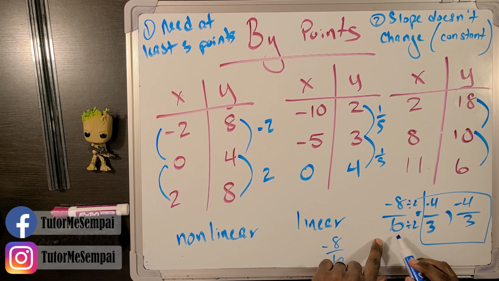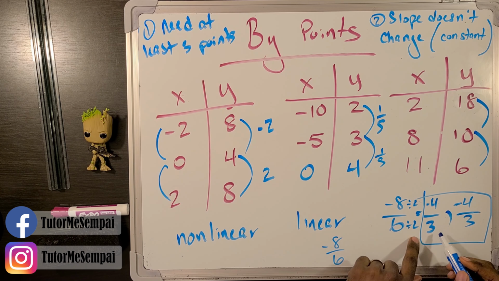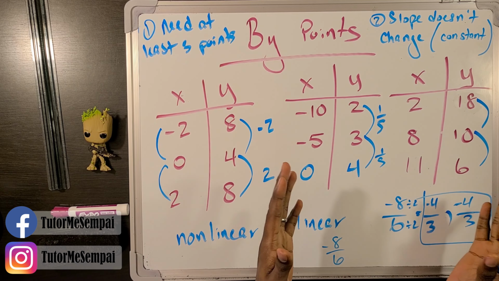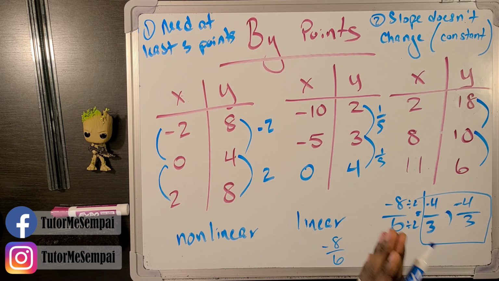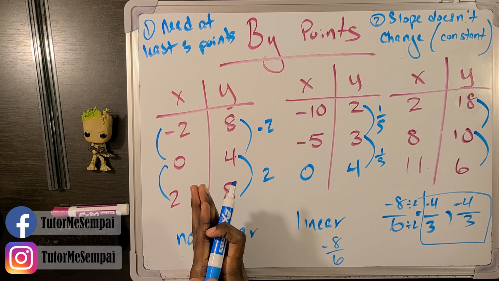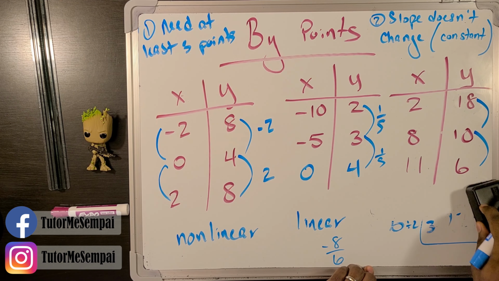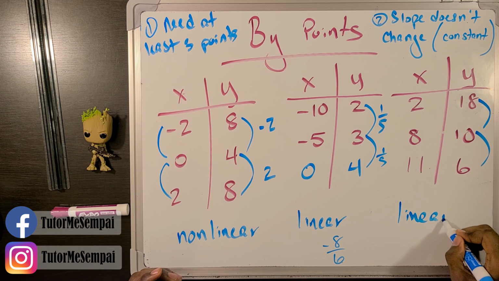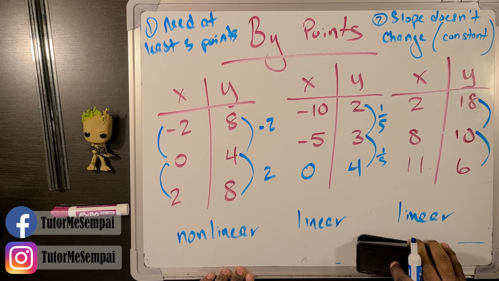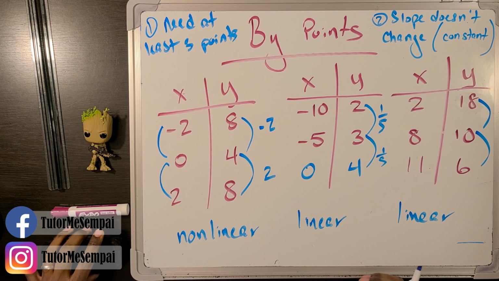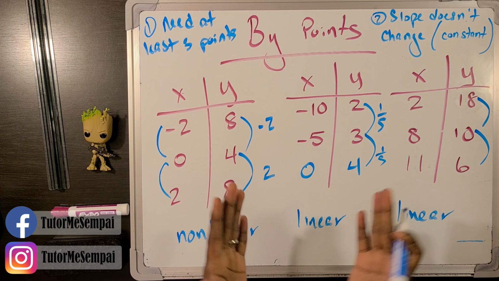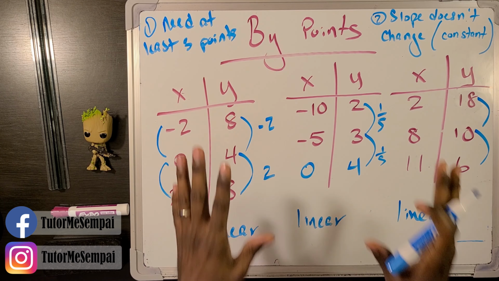-4 over 3, because we reduced this slope here to -4 over 3, lets us know that this is indeed a linear function. Although our numbers are all over the place, it doesn't matter. As long as the slope is constant, we can say that this is safely going to be a linear function. Linear. So, out of the 3, only our first one was nonlinear. Everything else was linear. And that is how you determine whether your function is going to be nonlinear or linear based on points.